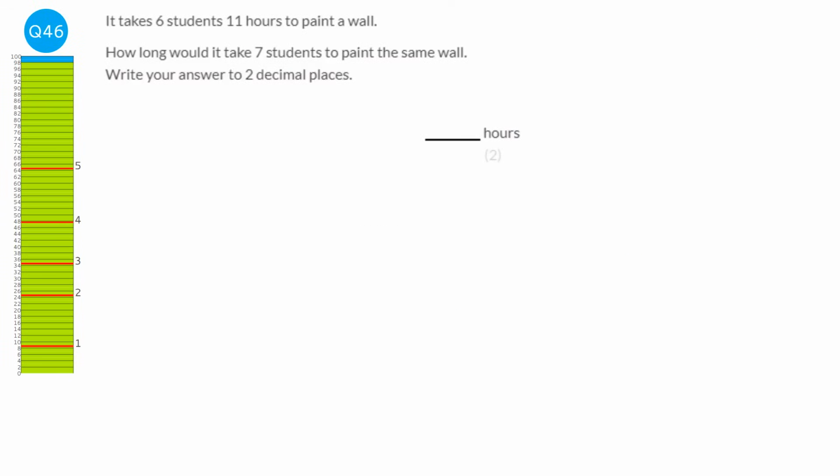9,160.88. To be able to work out this question, we need to work out the amount of student hours required to paint the wall. And to work that out, we've got 6 students and it takes them 11 hours. So 6 times 11 means it's going to take 66 student hours. So if we had 1 student, it would take 66 hours. 2 students would be half of that because they share the work, and etc, etc.